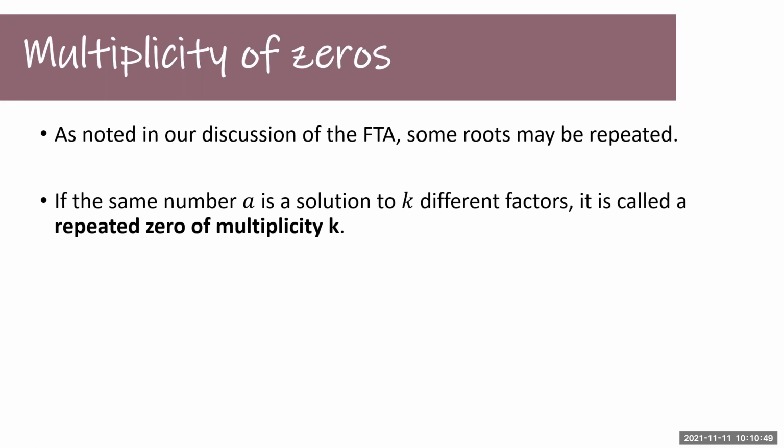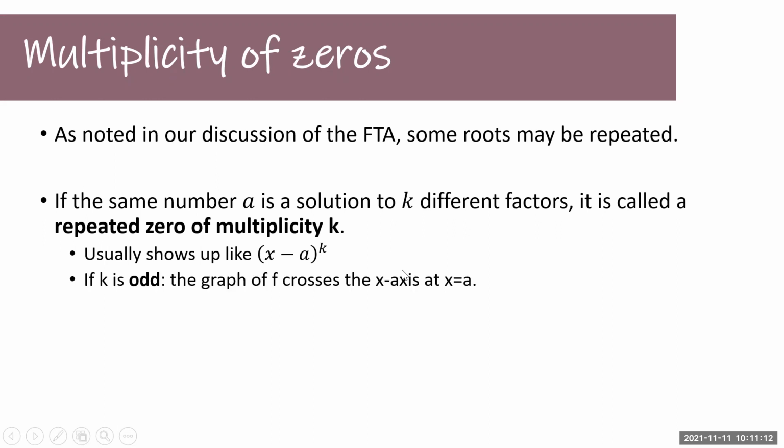Now, sometimes roots can be repeated, and that means that you have the same root to a multiple power. Okay, we call this a repeated 0, and we say that its power is multiplicity k. Usually when we're factoring or doing these, it's going to show up like x minus a to the k. We know that a is a 0 with a multiplicity of k.